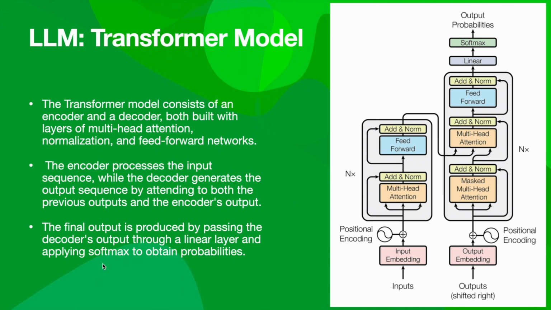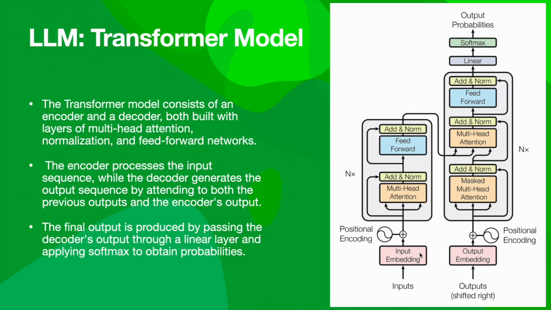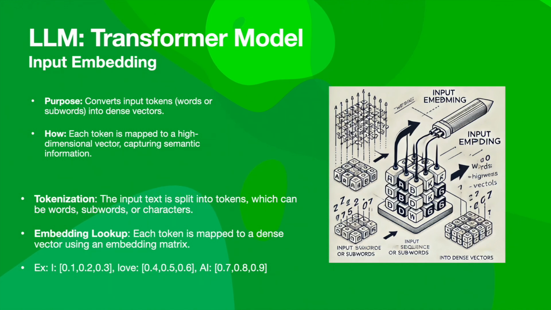The final output is produced by passing the decoder output through a linear layer and then a softmax to obtain the probabilities. I hope you have used softmax many times whenever you do a multi-class classification problem. So let's get started with the first thing, the input embedding. What is the purpose of the input embedding?